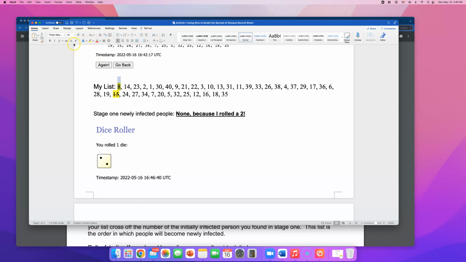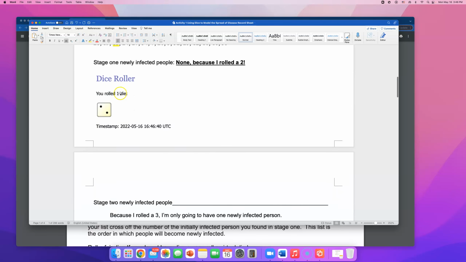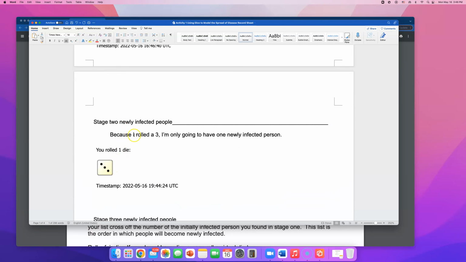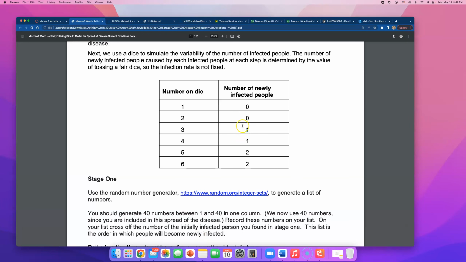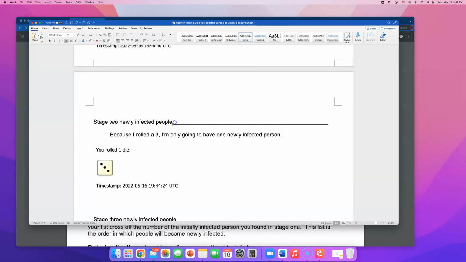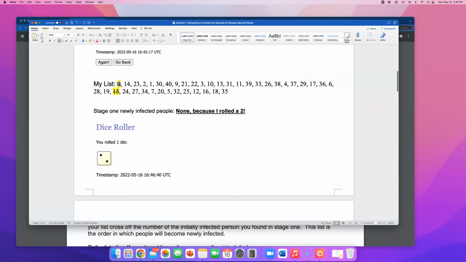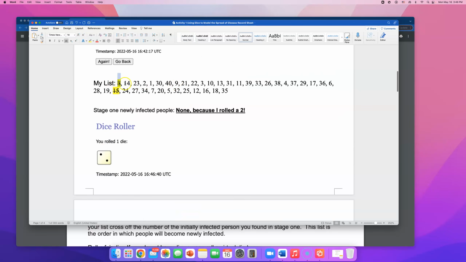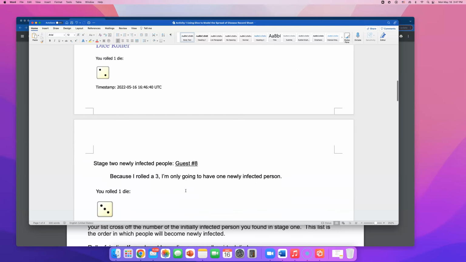So I did not infect 3 people. Rolling a 3 means I have one newly infected person, right here. So I will write that the stage 2 newly infected person is guest number 8. Now this will be different on your list. That's going to be the first number, or it may be a different number. But if you want to talk about your specific case, if you're confused, we can have a Zoom meeting, or you can email me and I can help you. But let me keep on going.